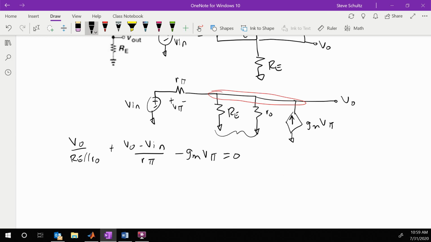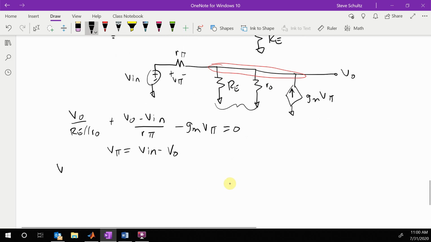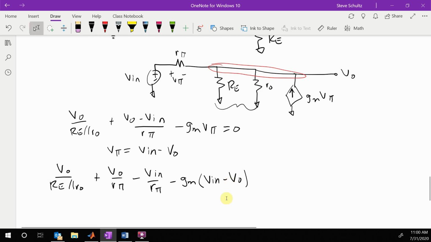And then we have that V pi equals V in minus VO. So we can plug that in to get everything in terms of VO and V in. So we have VO over RE in parallel with RO, plus VO over R pi, minus V in over R pi, minus GM times V pi, which is V in minus VO, equals 0.